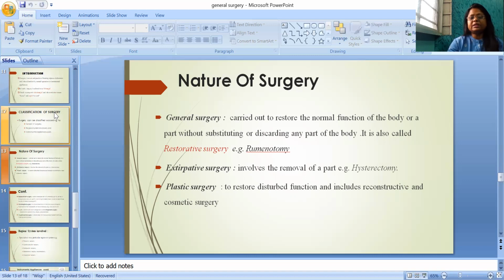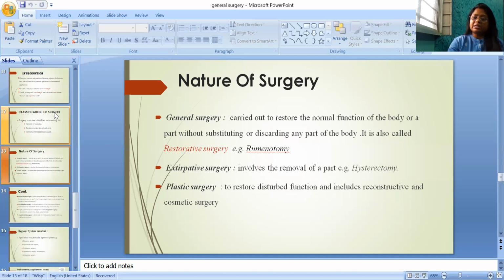The second one is extirpative surgery. Extirpative surgery involves the removal of a part, like hysterectomy, which means removal of the uterus. In extirpative surgery, you remove the affected or diseased part.